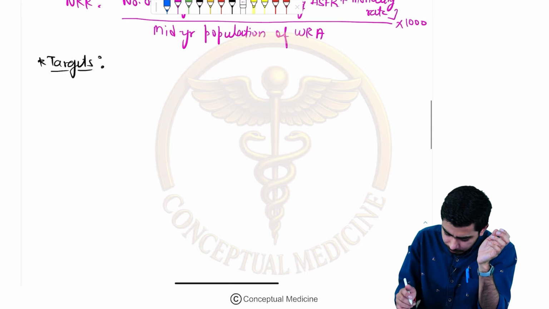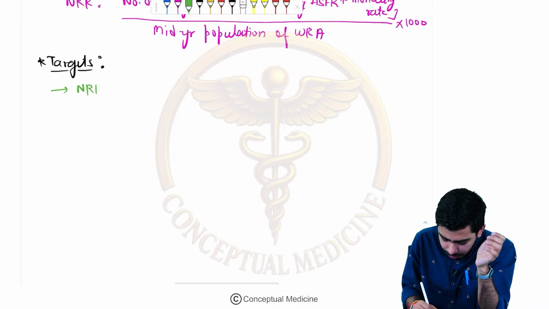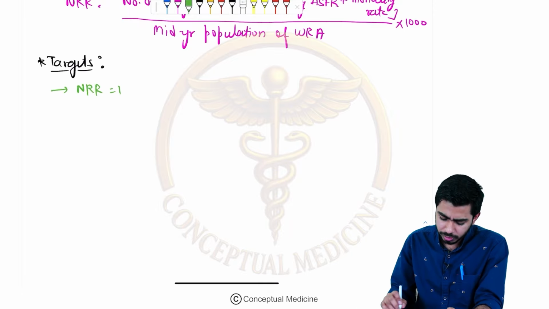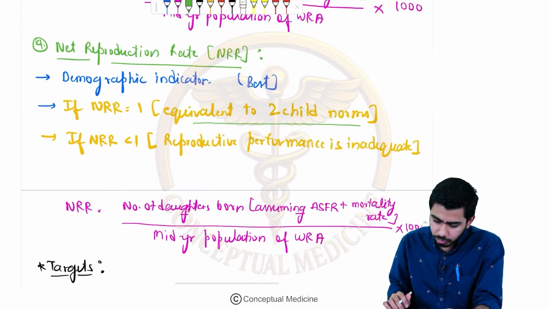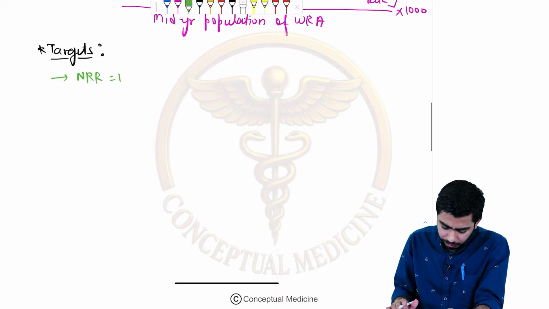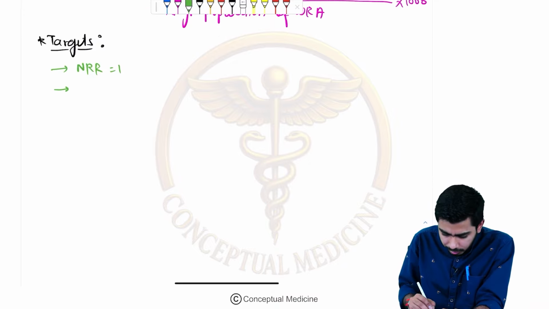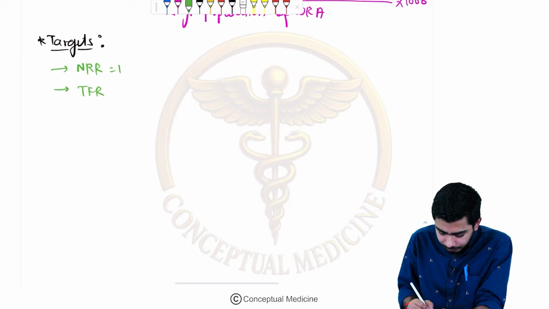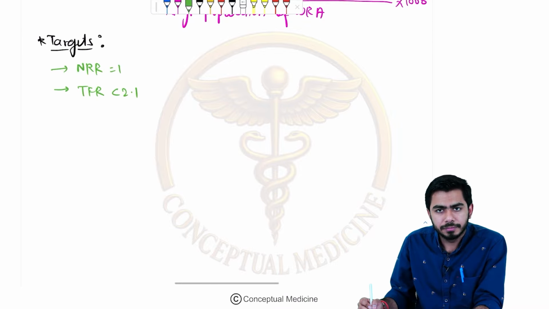In the targets, we are actually trying to achieve a net reproduction rate of 1. I already told you, if the net reproduction rate is 1, it is equivalent to the two child norm. So that's why we consider the target net reproduction rate of 1. Then we are saying that the total fertility rate should be lesser than 2.1.